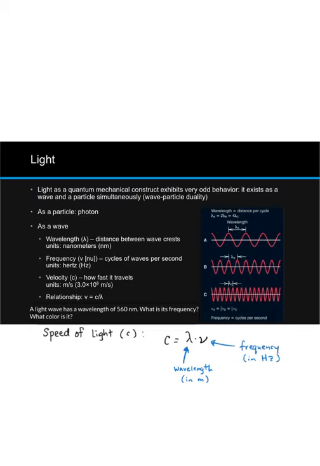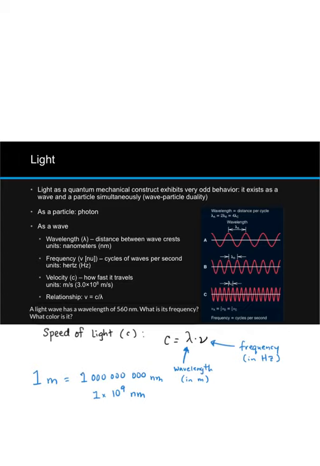Remember that 1 meter is 1 billion times larger than a nanometer. So that 1 meter is worth 1 billion, or 1 times 10 to the 9th power nanometers.